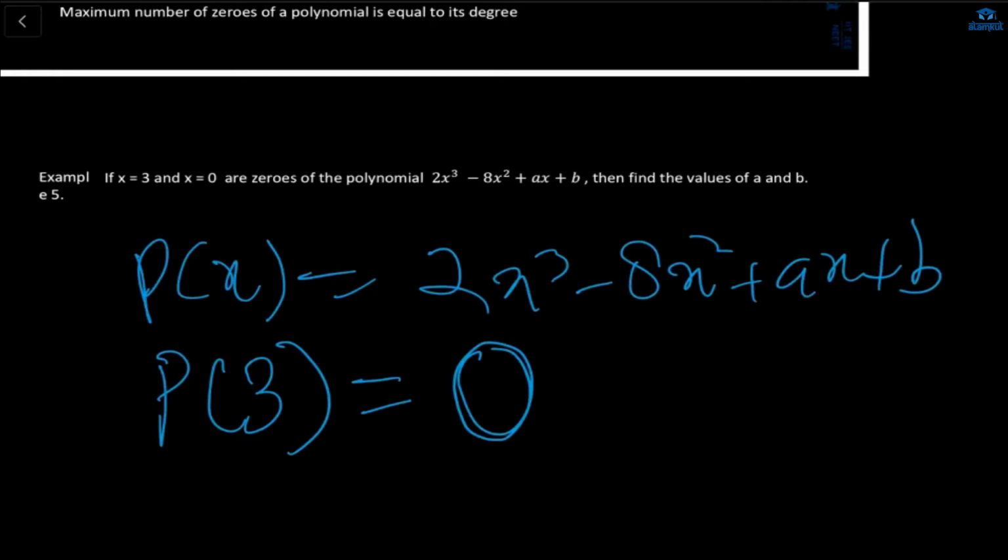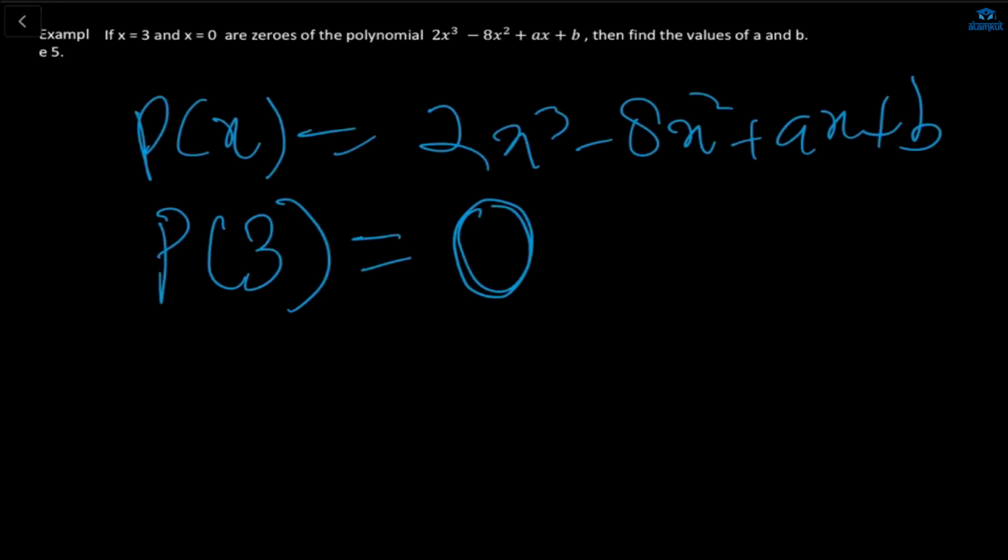No, ma'am, won't the 3 come to the other side? Then it'll become 0 by 3 and then it'll become 0. No, you can't take it to the other side. It's a polynomial, and x is there, so you can't take it to the other side.